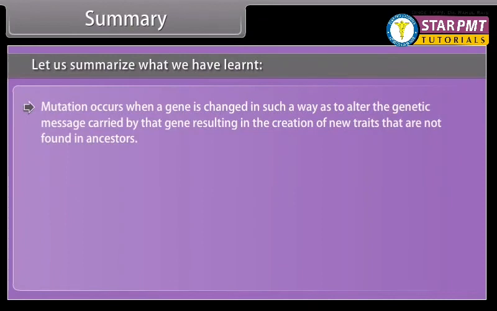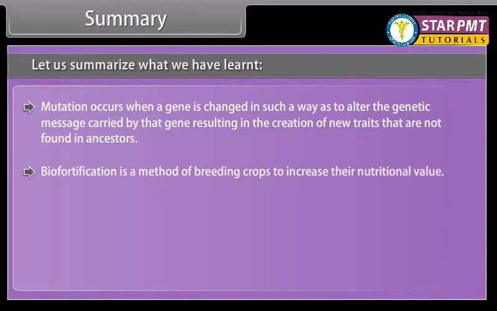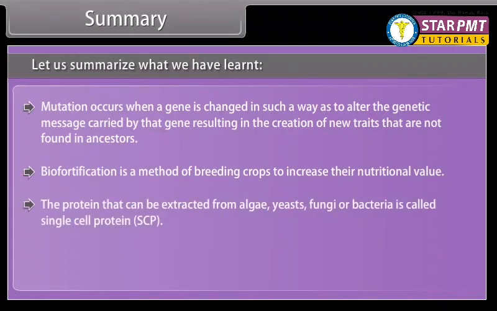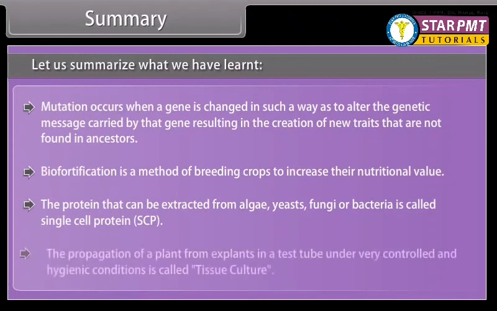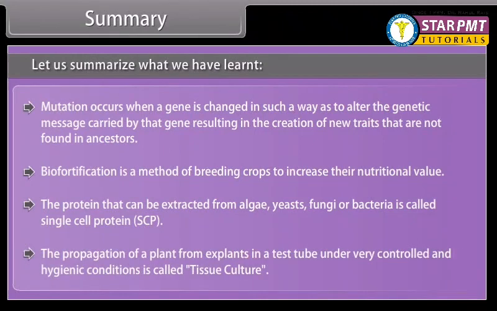Mutation occurs when a gene is changed in such a way as to alter the genetic message carried by that gene, resulting in the creation of new traits that are not found in ancestors. Biofortification is a method of breeding crops to increase their nutritional value. The protein that can be extracted from algae, yeasts, fungi or bacteria is called single-cell protein, SCP. The propagation of a plant from explants in a test tube under very controlled and hygienic conditions is called tissue culture.